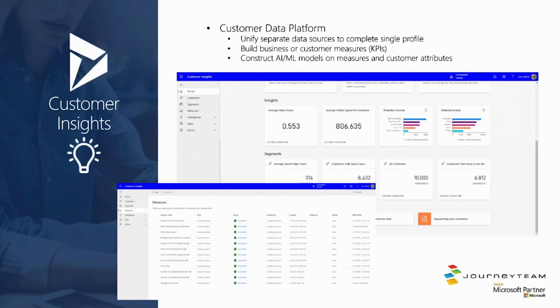What's nice about Customer Insights is that you can turn around and put it into essentially any other product on the Power Platform. Power Apps, Dynamics, Power BI. You can take these tiles and insert them into other places.